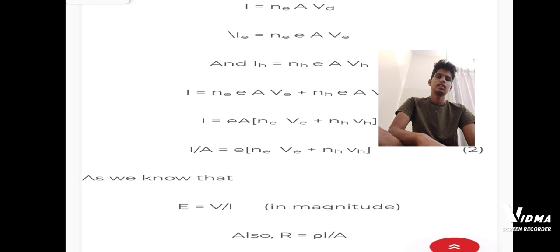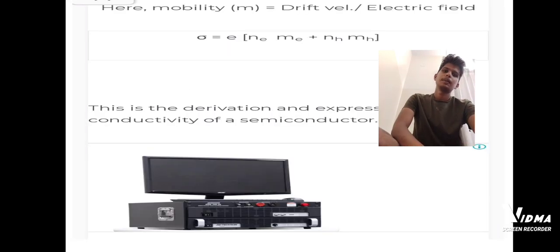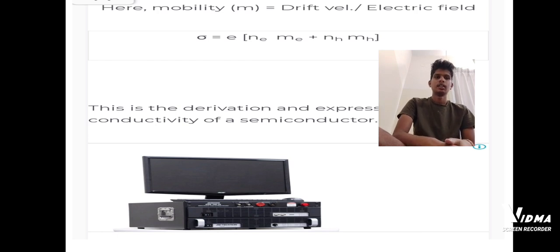As we know, E equal to V by L in magnitude, and R equal to rho L by A. Here mobility is the drift velocity per unit electric field, so mu e equal to VE by E and mu h equal to VH by E. Then conductivity sigma equal to e (Ne mu e plus Nh mu h). This is the derivation and expression for the conductivity of a semiconductor.